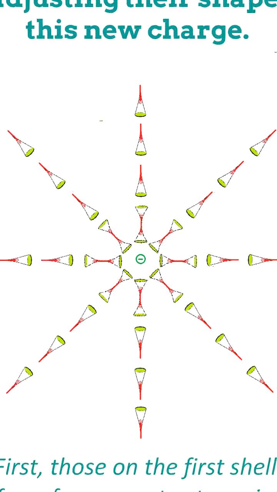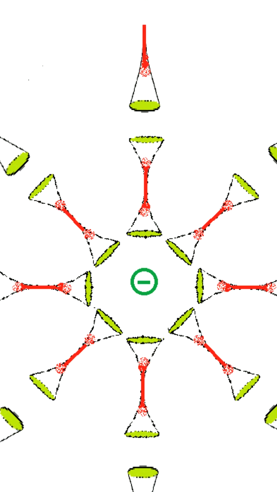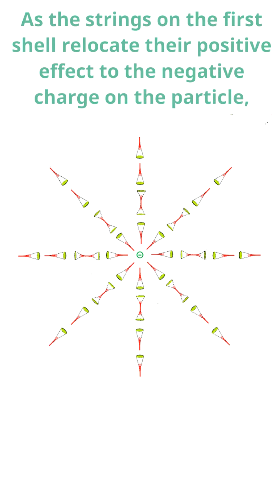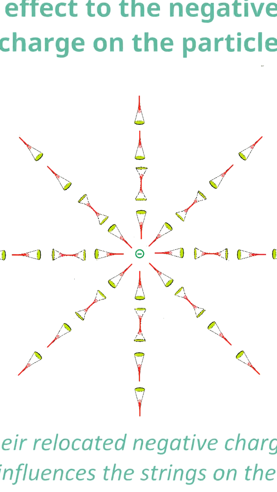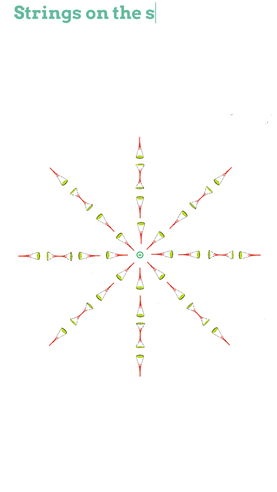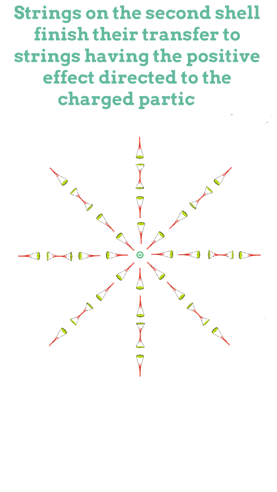When the positive charge changes to a negative, the strings again respond to it by adjusting their shapes to this new charge. First, those on the first shell transform from a vortex to an interim shape that is intrinsic to their free state, a rotating hourglass. As the strings on the first shell relocate their positive effect to the negative charge on the particle, their relocated negative effect influences the strings on the second shell to bring their positive effect to the first shell.